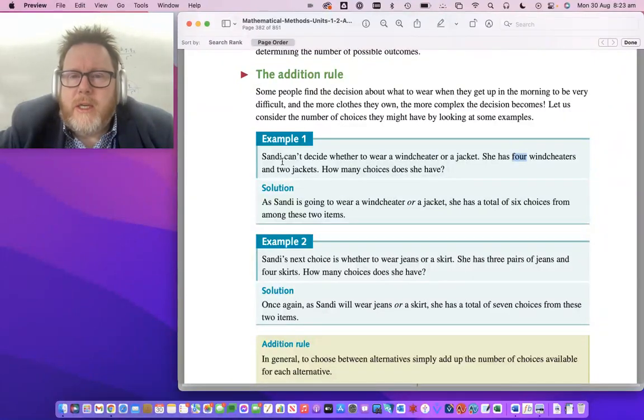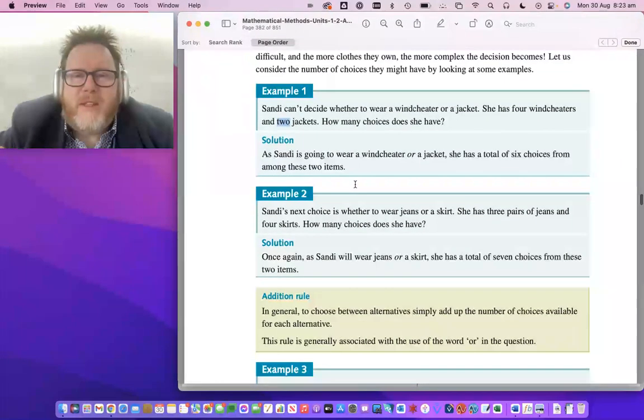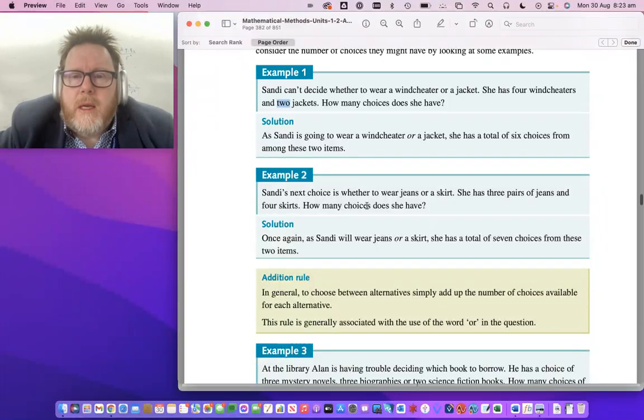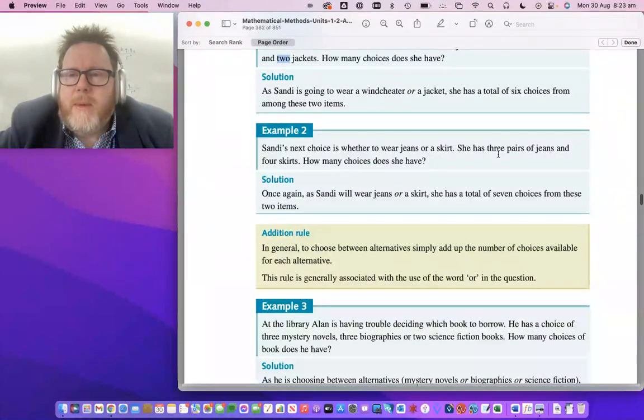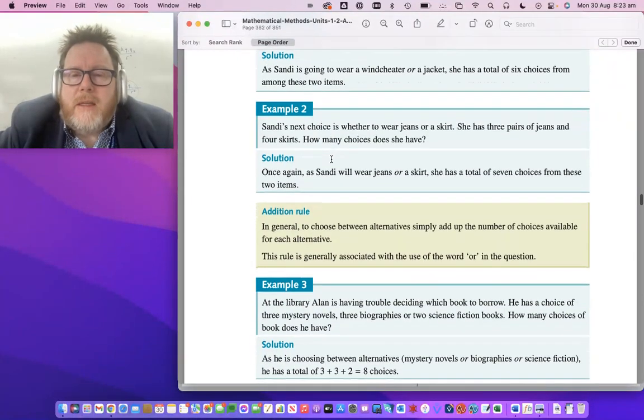Well, she's got 4 windcheaters. She's got 2 jackets. So she can choose from 6 items of clothing there. Okay, so that's it. 4 plus 2. Jeans or a skirt. She has 3 pairs of jeans and 4 skirts. So how many choices has she got? She's got 3 plus 4. She's got 7 choices from jeans and skirts. Okay, so 6 choices for a top and 7 choices for a bottom. Okay, so you just add them up.